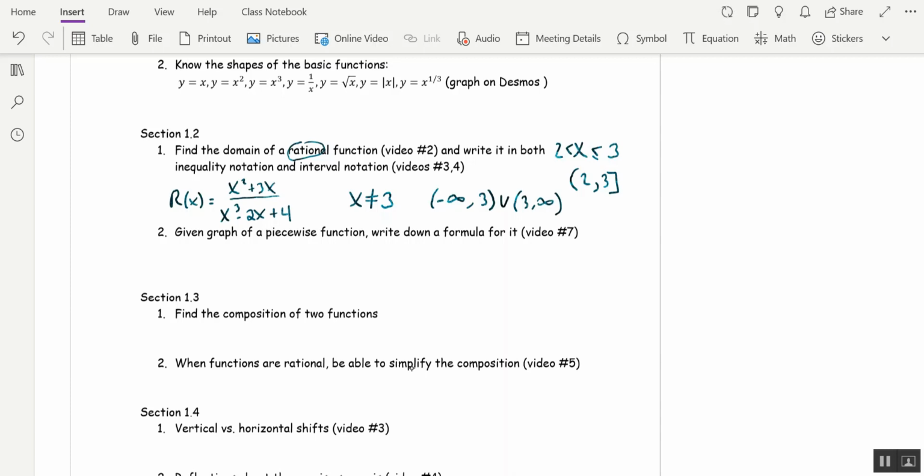Okay, and then the other big topic in this section is, given the graph of a piecewise defined function, write down a formula for it. So a piecewise defined function is kind of exactly what it sounds like. It'll look like a function defined in pieces, like x plus 2 if x is less than 0, and 3x if x is greater than or equal to 0. And so the graph typically will look like different pieces that may or may not join up at a certain point.